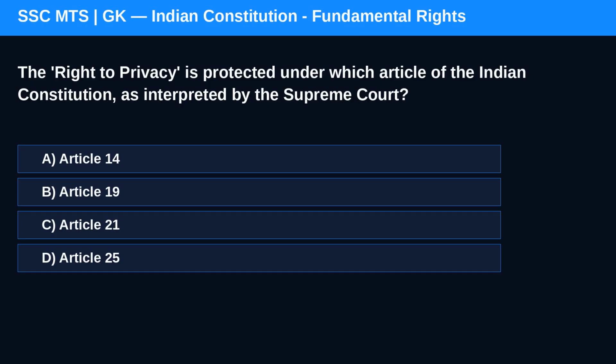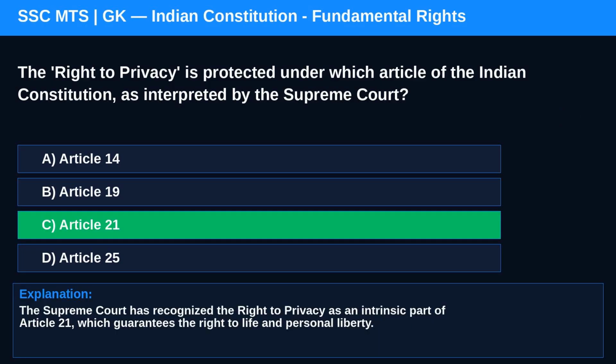Question 6. The right to privacy is protected under which article of the Indian Constitution, as interpreted by the Supreme Court? Option A, Article 14, Option B, Article 19. Correct answer is C. The Supreme Court has recognized the right to privacy as an intrinsic part of Article 21, which guarantees the right to life and personal liberty.